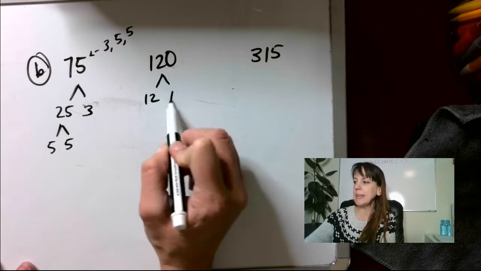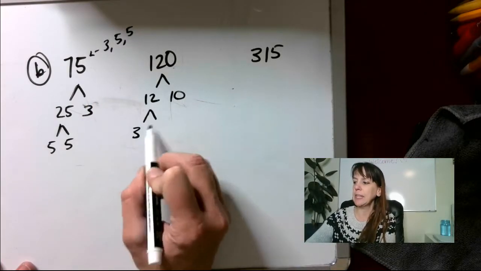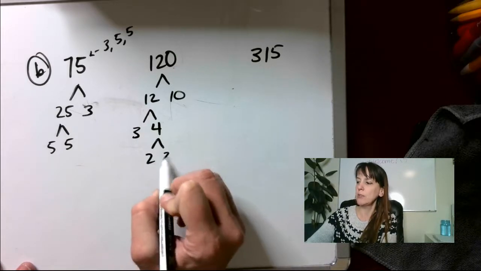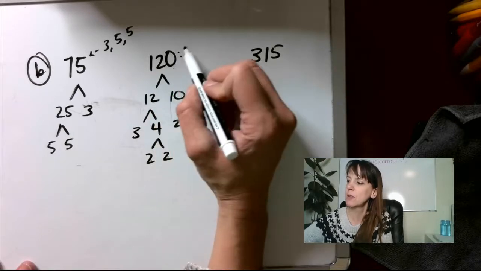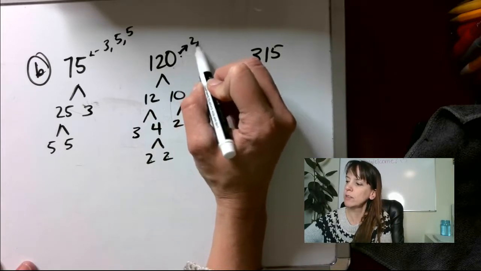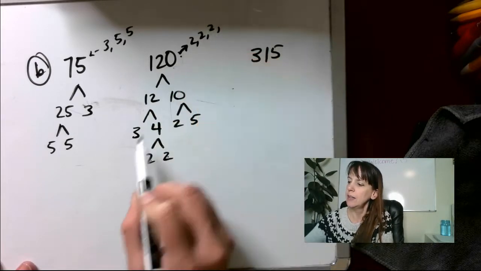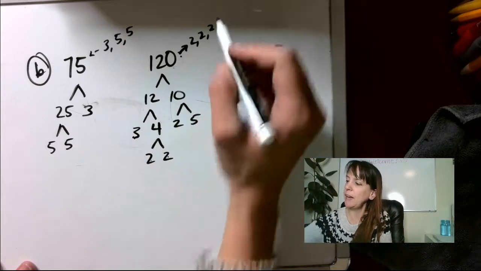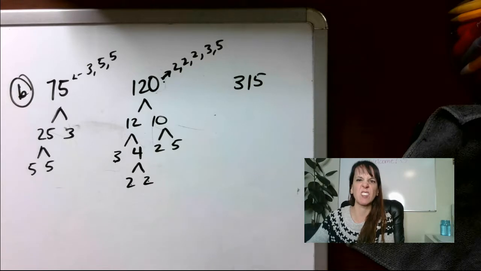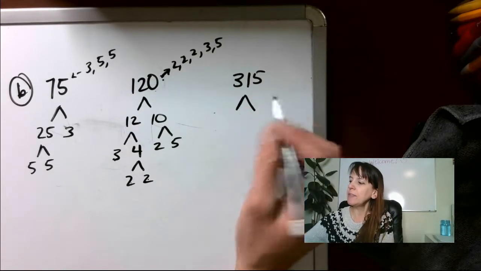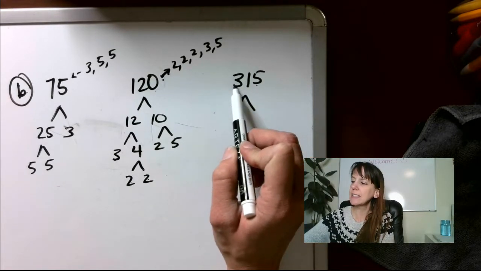120 we know is 12 and 10. This is going to be 3 and 4, 2 and 2, 2 and 5. So 1, 2, 3 2's, then a 3 and a 5. You kind of see that. Sorry, there's a little shadow there.